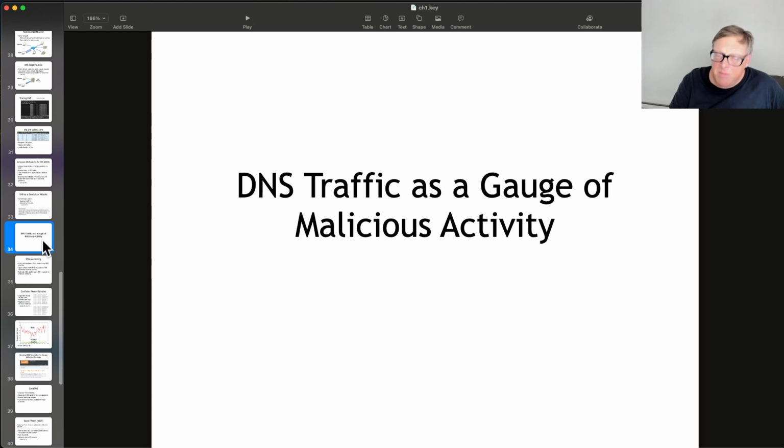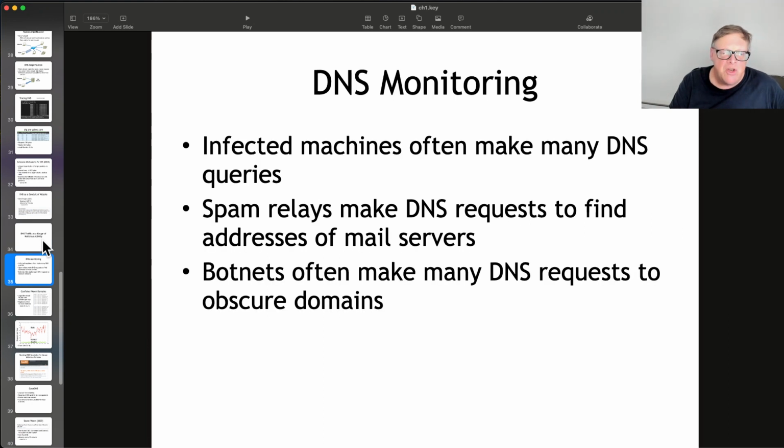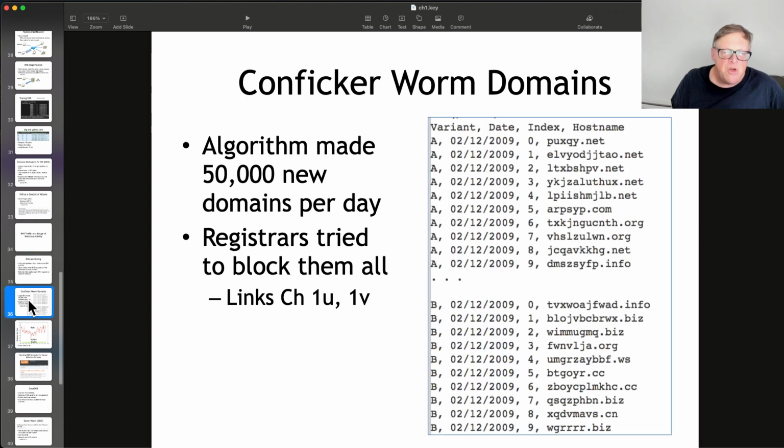Because they're doing that, you can watch for that malicious traffic by monitoring your DNS. Infected machines often make a lot of DNS queries, and spam relays make DNS requests to find the address of mail servers and so on. So by monitoring the DNS traffic, you can often detect when machines are infected.